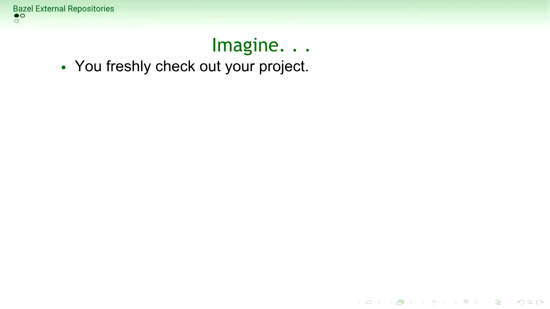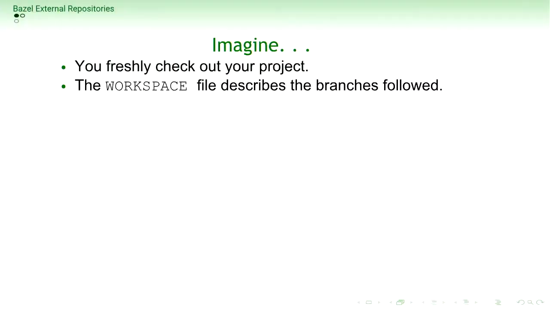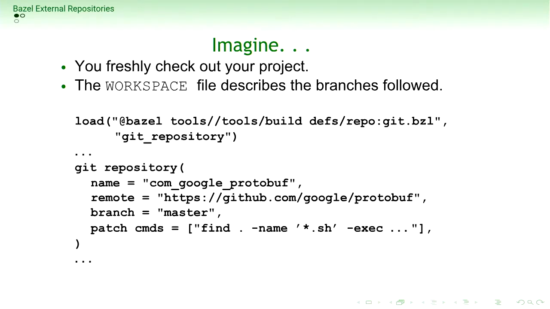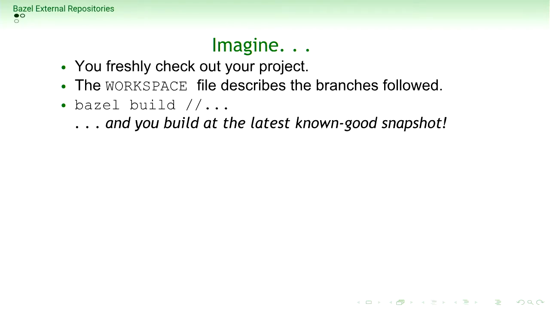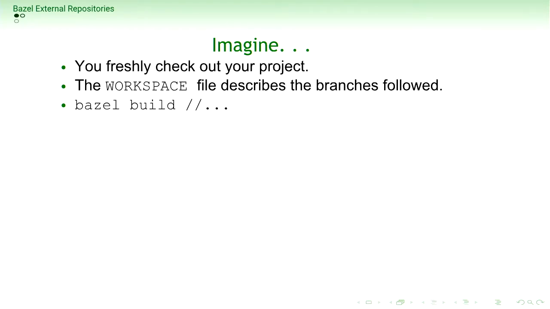That all started with a discussion at last year's BazelCon, and there was a vision that roughly looked as follows. Imagine you take a project, do a fresh checkout, and you look at the workspace file, and it's very declarative. It shows you which repositories to depend on, which are the relevant branches, and what transformations to do, and so on. But there are no specific versions. So it's an abstract description of what your external source dependencies are. And that is something that has to be changed very rarely, only if you add a new dependency or remove one. And then you build, and you build at the latest known good snapshot.